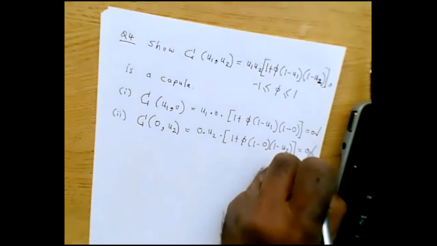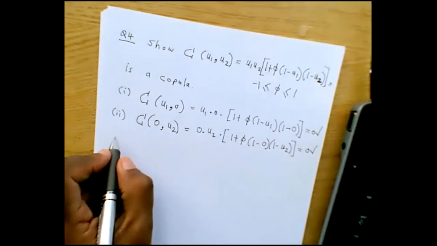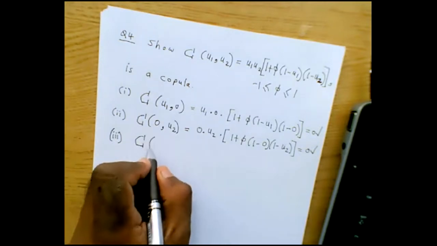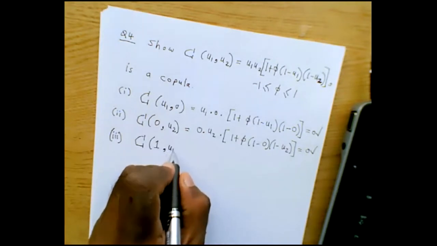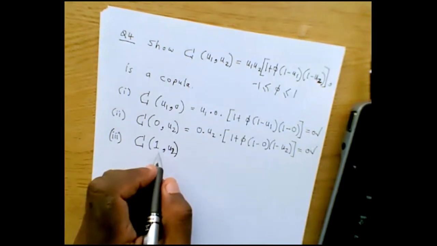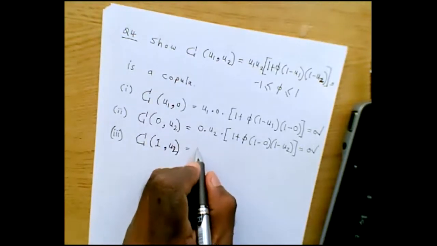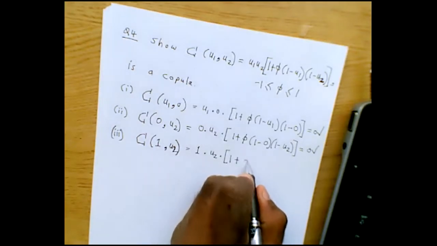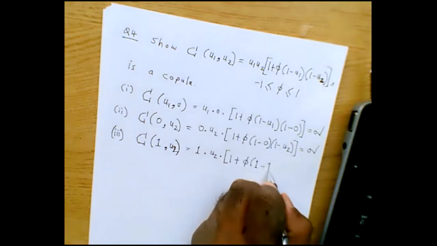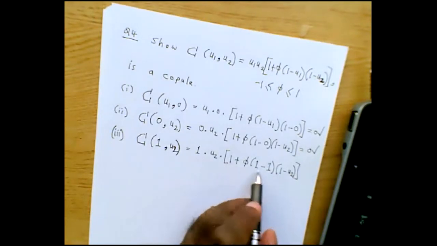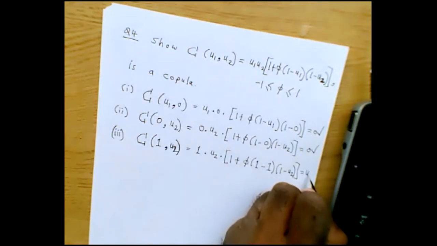And this is also equal to 0 because of this 0 here. And part 3, sorry, let me do this first. I'm changing the order, anyway, it doesn't matter. All right, so this is 1 times u2 times 1 plus phi 1 minus 1 times 1 minus u2. Right, 1 minus 1 is 0, so this whole thing is 1. So this is simply equal to u2. Okay.